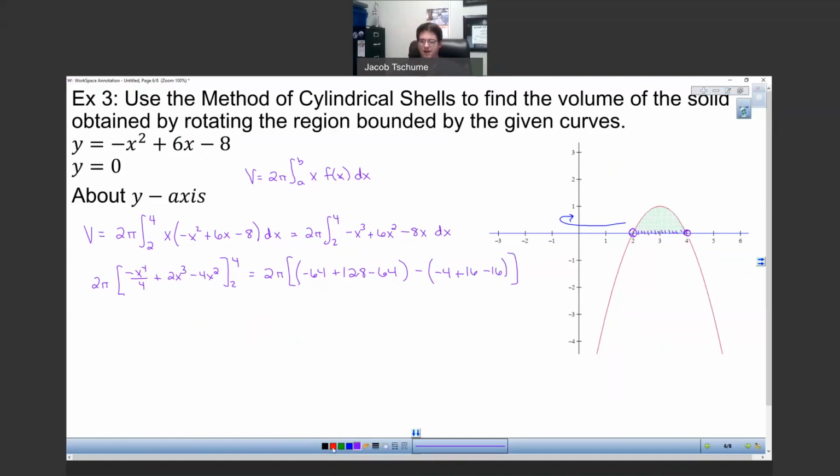So after all of that, almost all of this stuff actually ends up canceling. So the 128 and the 2 negative 64s actually cancel. The 16s cancel. You have this negative of a negative 4, which is positive 4, times the 2 pi that's out front, and means you get a volume of 8 pi when using the method of cylindrical shells. So while it was a little bit ugly on the integration part, it actually canceled very nicely in the process.